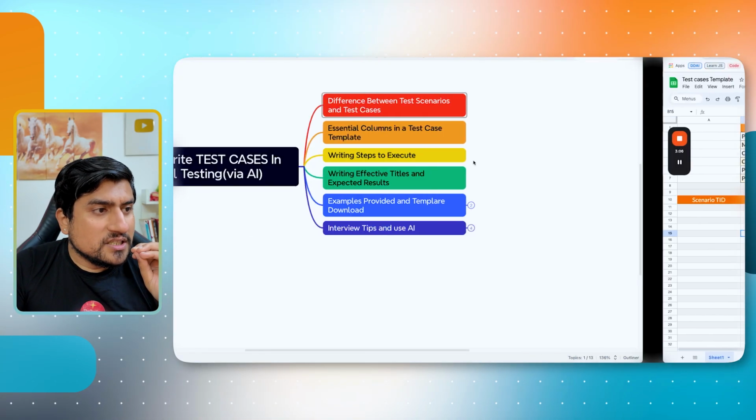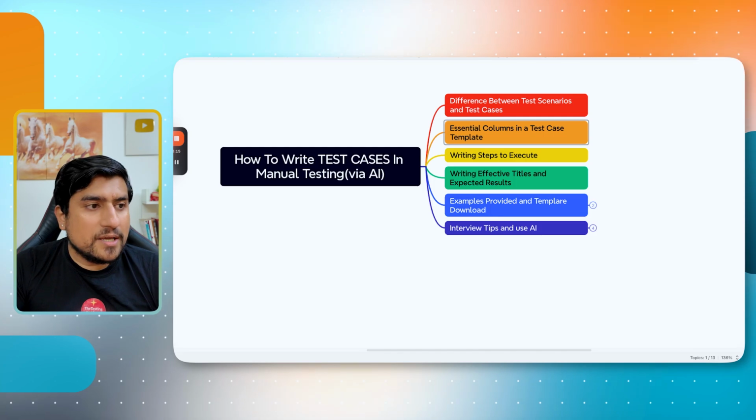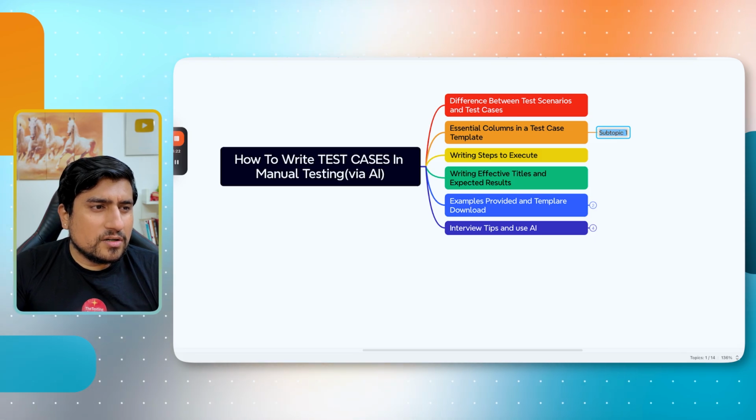Right now, interesting thing, this is very, very important. So the difference between test scenario and test cases is clear. The essential columns I have already discussed with you. These are the essential columns which I believe that everyone should know. I have added them like this. Okay, this is where you can see me. Let me add all of them here.